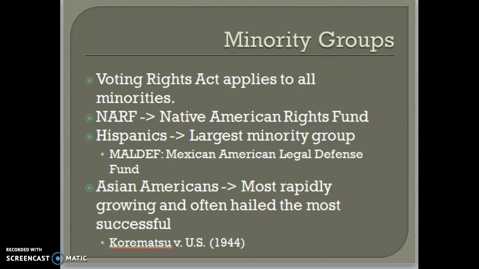Korematsu is an interesting case. You probably have heard of this if you paid attention in U.S. history, but this was an example of when that word unless in the writs of habeas corpus came into play. The government can't suspend your writs of habeas corpus unless public safety deems it necessary. And during World War II, we round up Japanese Americans and put them in internment camps, and this was a lawsuit that came out of that.